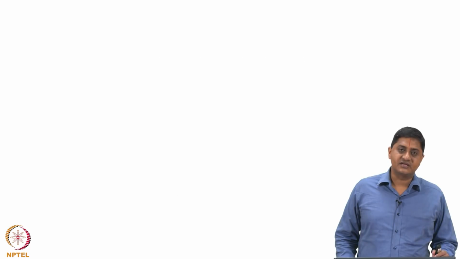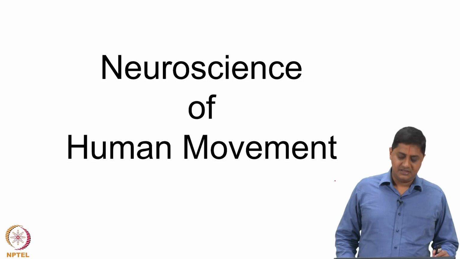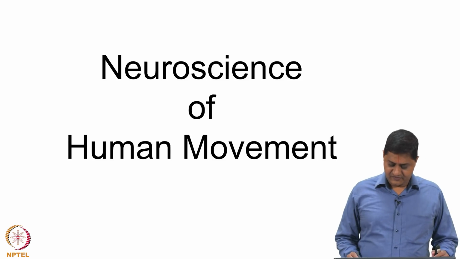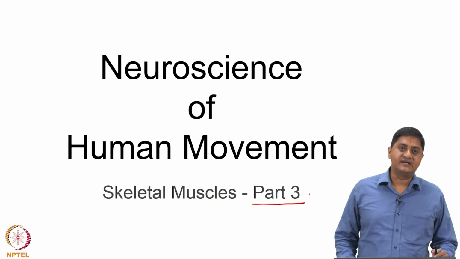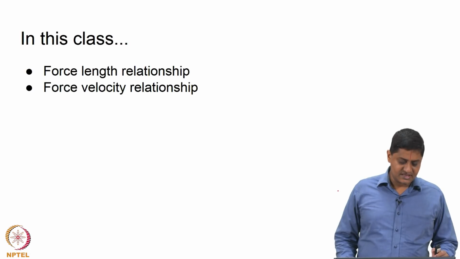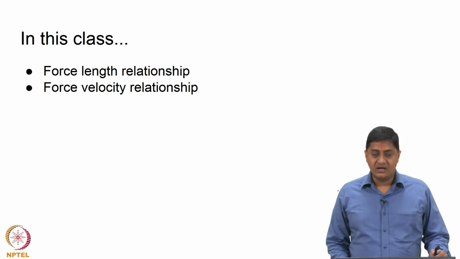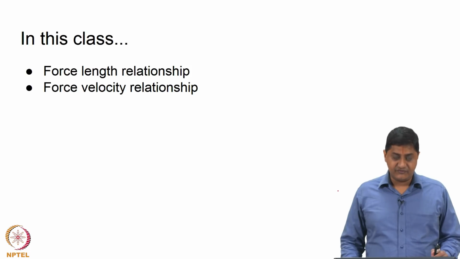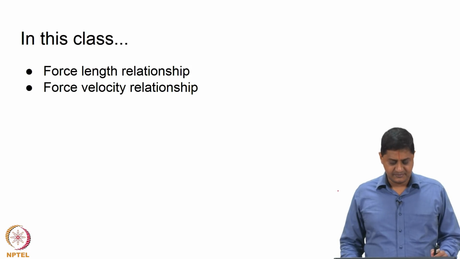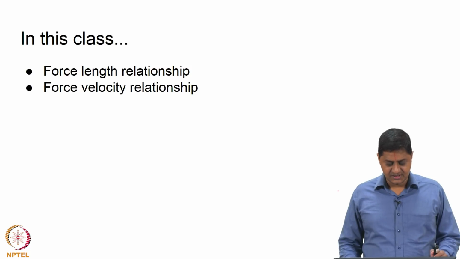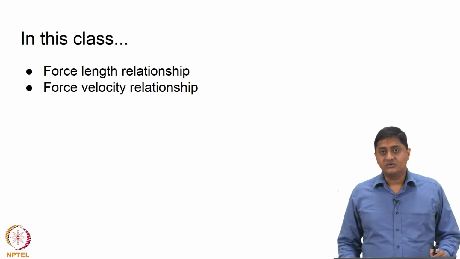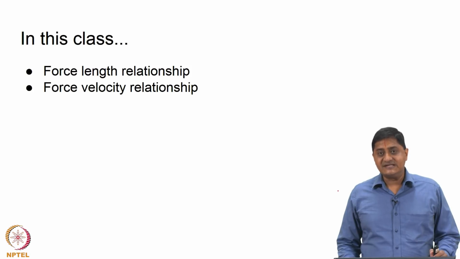Welcome to this class on Neuroscience of Human Movement. So, this is part 3 of our discussion on skeletal muscles. In this class, we will be talking about how, in a muscle, force and length are related and force and velocity are related. Here, when we say length, we refer to the length of the muscle, and when we say velocity, we refer to the rate of change of muscle length.